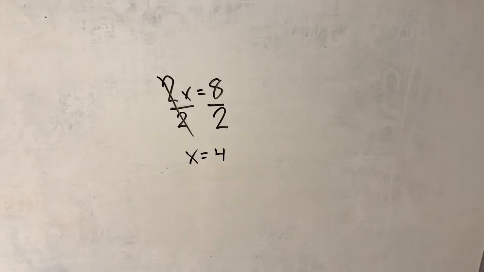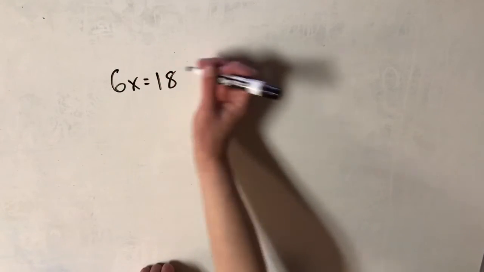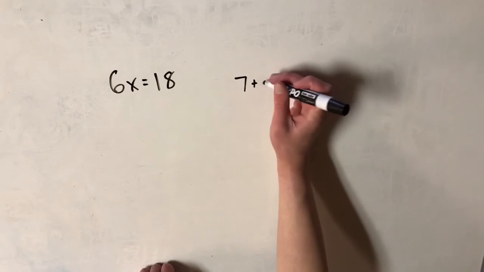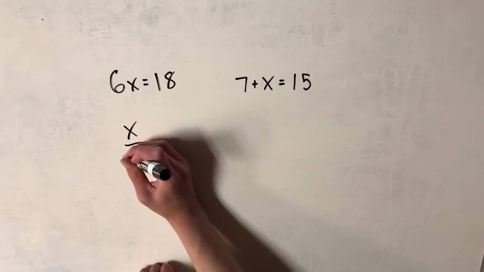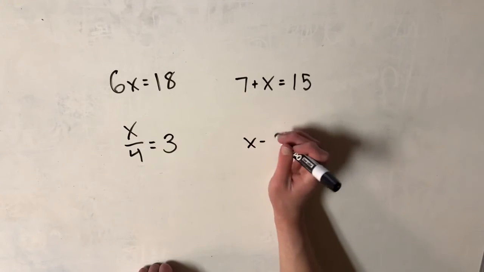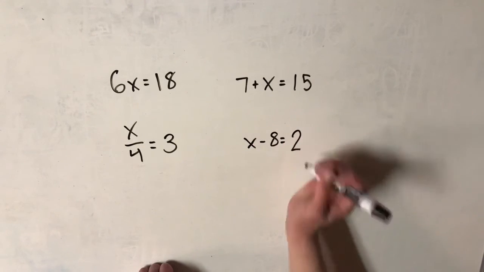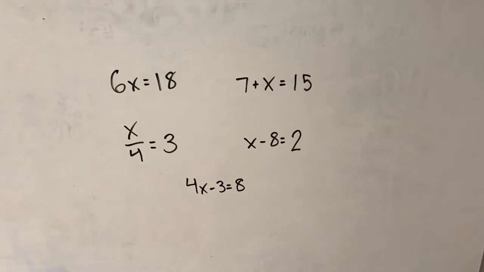I'm now going to write a couple of practice problems on the board, and you can pause the video to see if you can solve them. So I'll write these. We have 6x equals 18, 7 plus x equals 15, x fourths equals 3, x minus 8 equals 2, and 4x minus 3 equals 8. So pause the video and see if you can figure these out. I'll give you 5 seconds to pause the video.